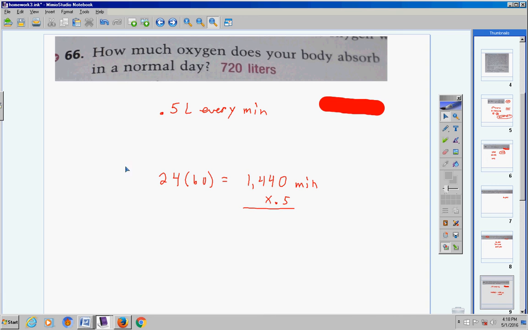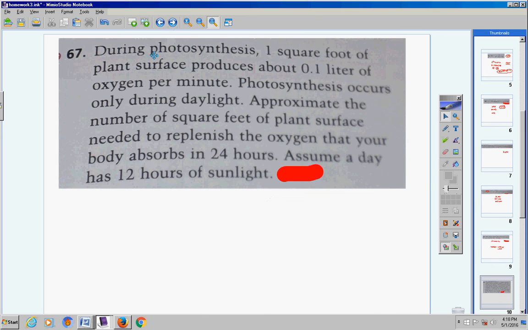Now this next problem we're going to do, I kind of disagree with their answer, but I'm not going to get too nitpicky, okay? It's almost like they're comparing apples with oranges. But let me go ahead and walk you through this. 1 square foot of plant surface produces about 0.1 liters of oxygen per minute. So if I have 1 square foot of plants, that's going to give me about 0.1 liters of oxygen.